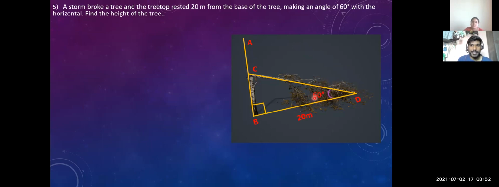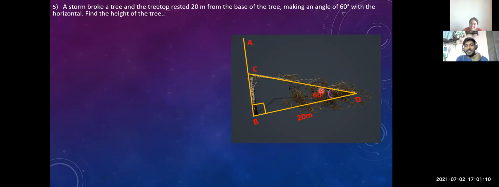One angle is 60 degrees. AB was a tree, and if it broke, so when it was a tree, AC is so small, but when it fell down, that is CD is so. Yes, that is just a diagram.